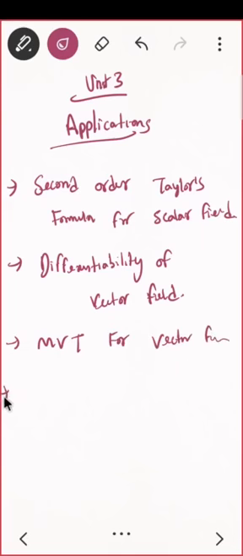Next thing is to find maxima and minima. See, maxima and minima we know for the function of one variable, correct? If your function is of one variable, you know how to find maxima and minima. But what if your function is of two variables, three variables, then how to find maxima and minima? We'll be doing that. And one more, saddle point.